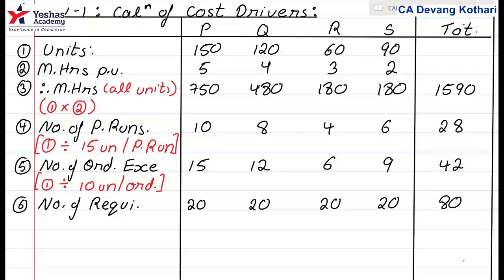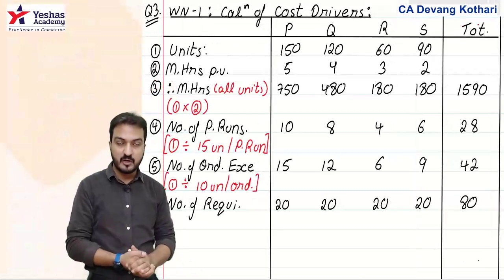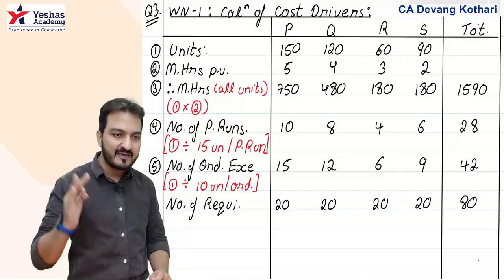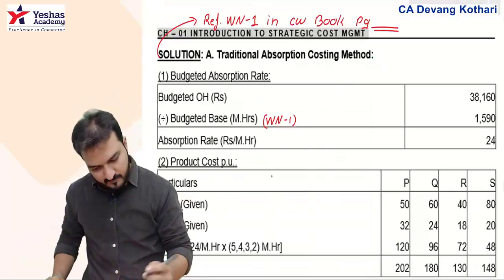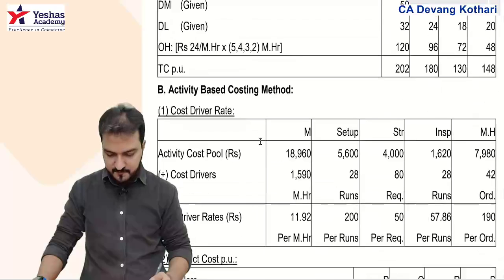Yes, should be done. Now, all these workings that we have made here will be used in my ABC method, the activity based costing method. Let's see. Again, for that, you're already given the solution. I'll just show you the solution here.